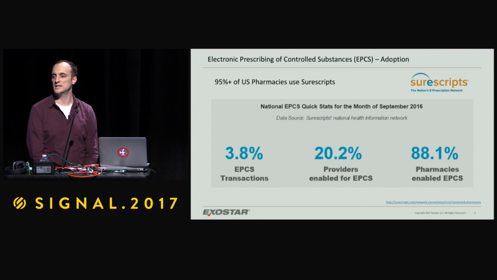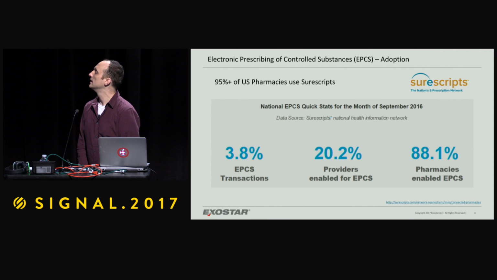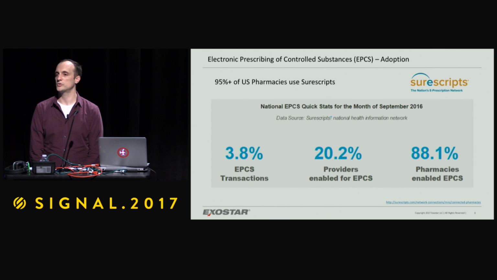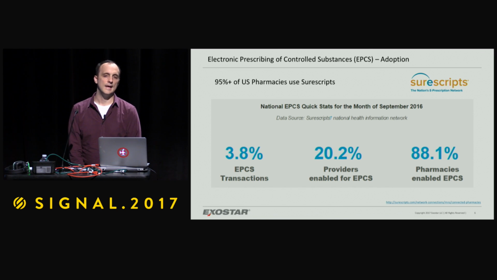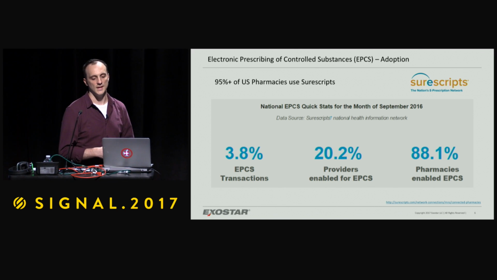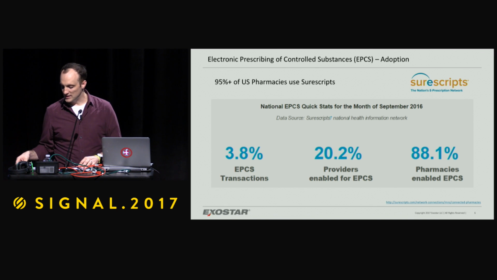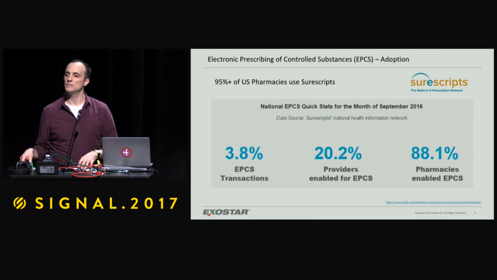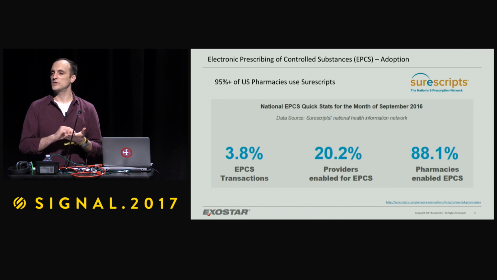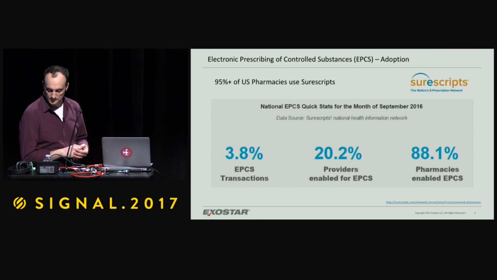95% of US pharmacies are connected to SureScripts for electronic prescribing. But you'll see only 88% of those pharmacies are enabled for EPCS, or electronic prescriptions of controlled substances. And even more concerning, only 20% of physicians or providers, healthcare providers, I'll use that term, are enabled for EPCS. And it gets tricky because the DEA gets involved when we talk about prescribing controlled substances. If you've ever received a script, you may see the provider's DEA number. Usually that's only required when it's a prescription for a controlled substance.